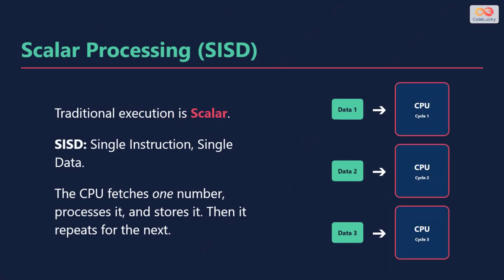To understand vectorization, we first need to look at the traditional way computers process data, known as scalar processing, or single instruction, single data. In this model, the CPU fetches one piece of data, processes it, and stores the result before moving to the next. It is like a grocery clerk checking out items one by one. It is simple and reliable, but it can be slow when you have a lot of data to process.